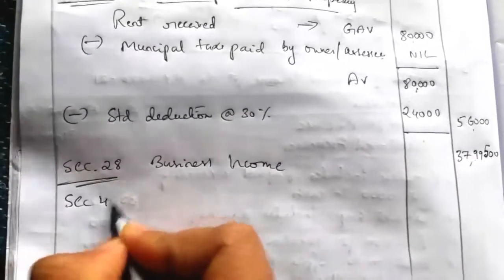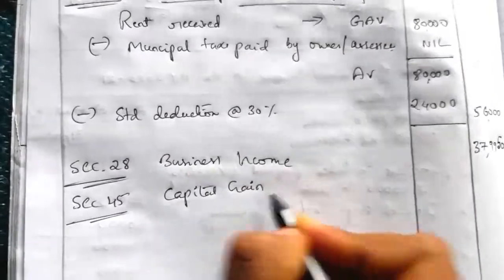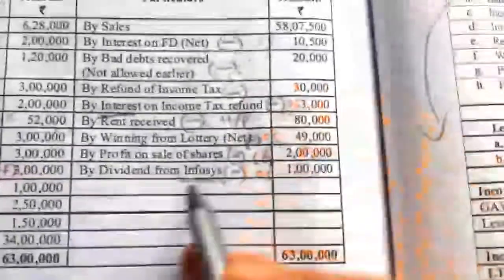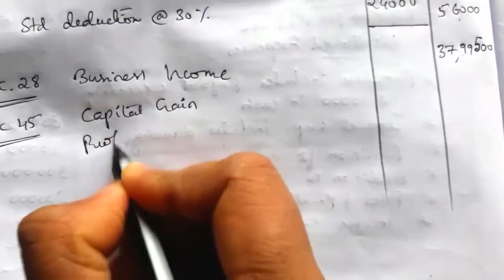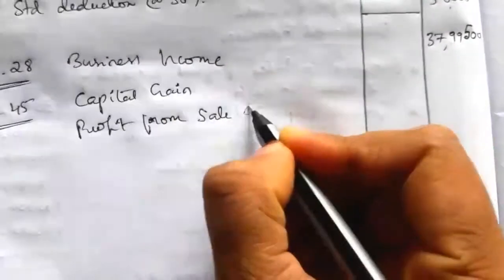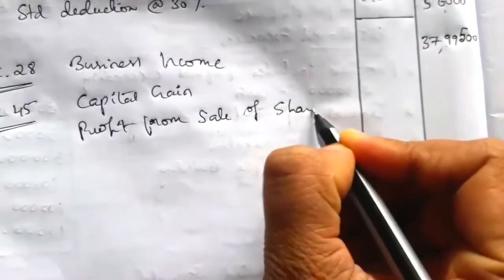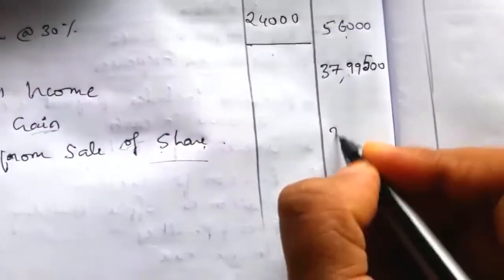Next section is section 45, which is about capital gain. Under capital gain, if there is any income from the sale of any capital asset, it should be taxable. So there is an income here relating to capital gain, that is, profit from sale of shares. Profit from sale of shares is taken as income from capital gain. So the value given here is how much? 2 lakh. So 2 lakh is taxable.